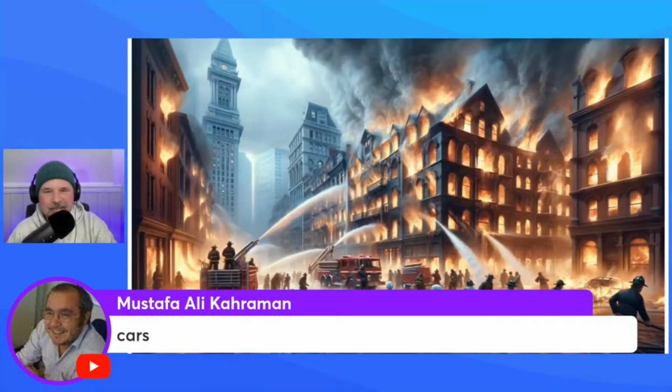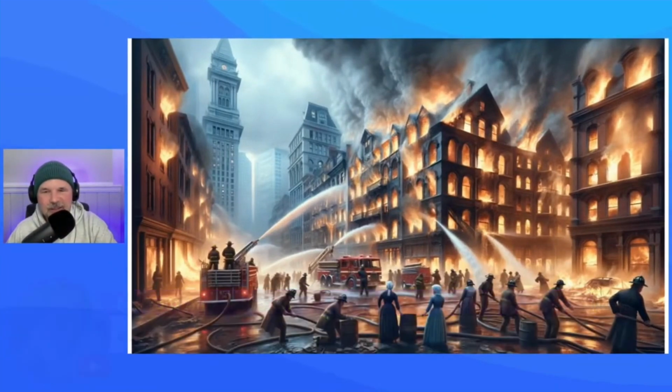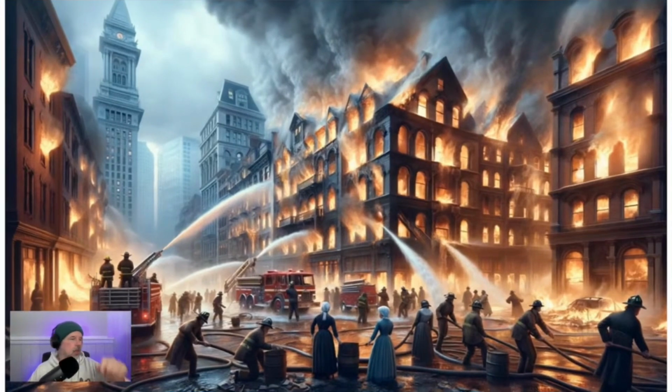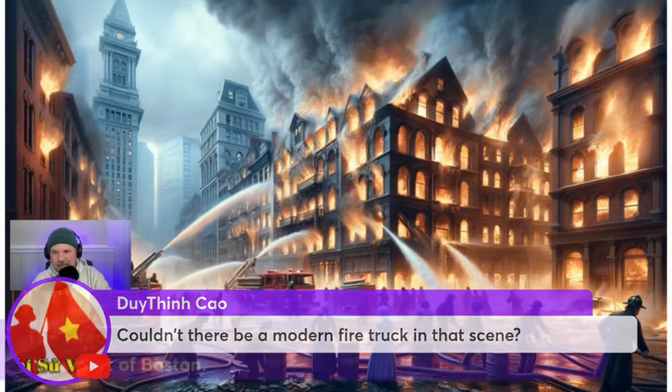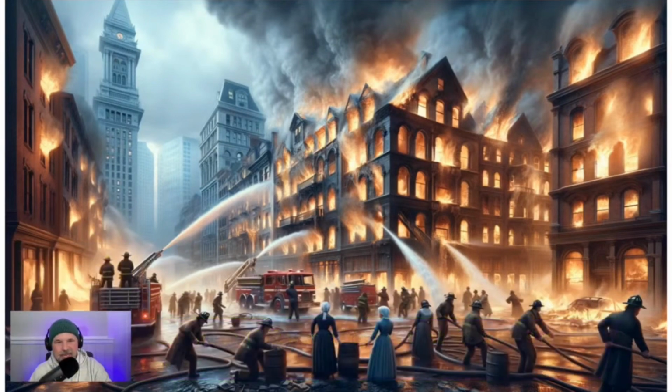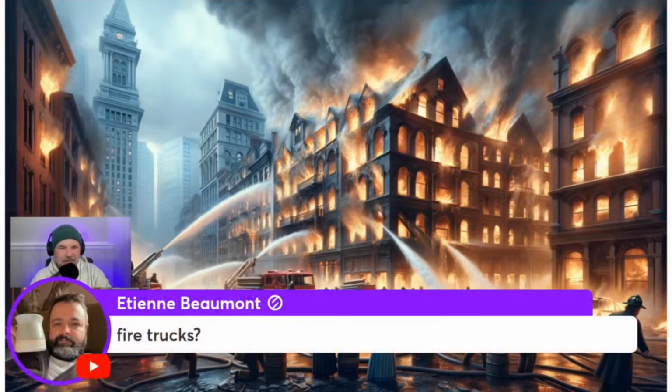They look like they could be fire trucks in 2024. Excuse me. Yeah, they did not have those types of fire trucks in, what year were we talking? 1872? Yeah. They did not have those types of fire trucks in 1872. Etienne, I totally agree with you.